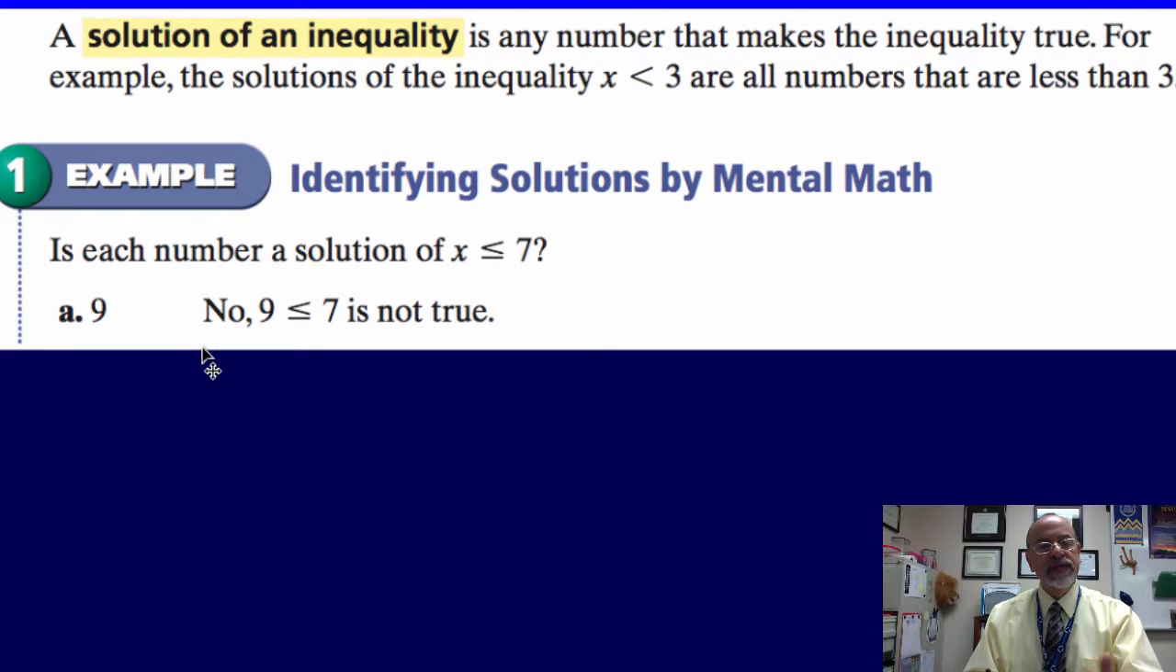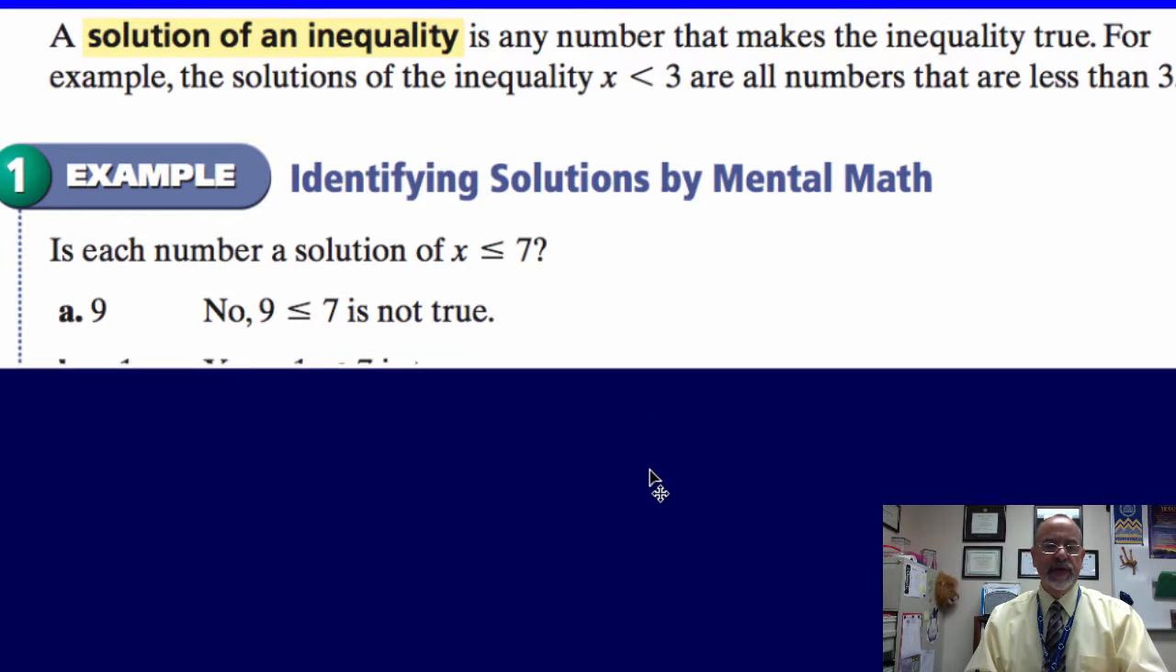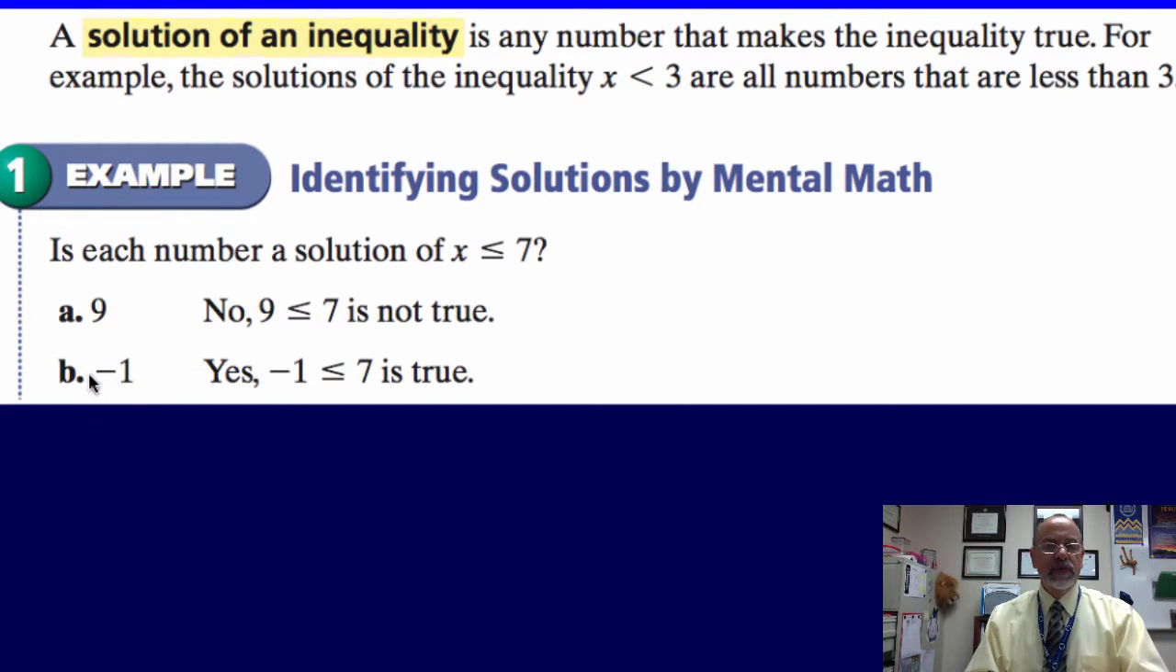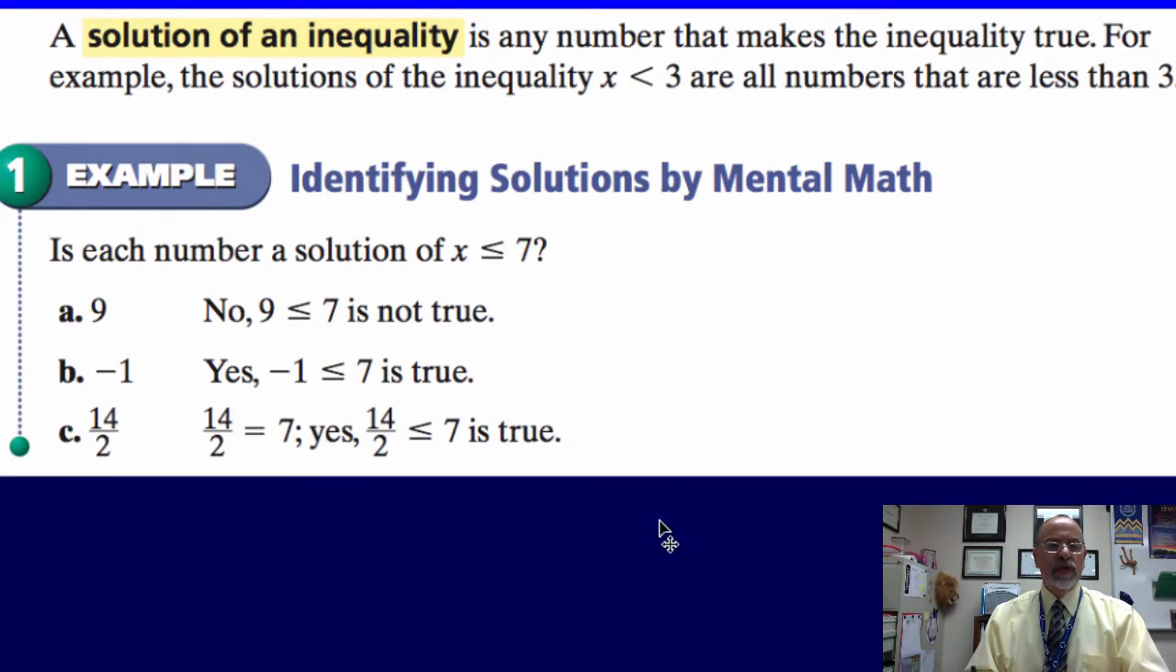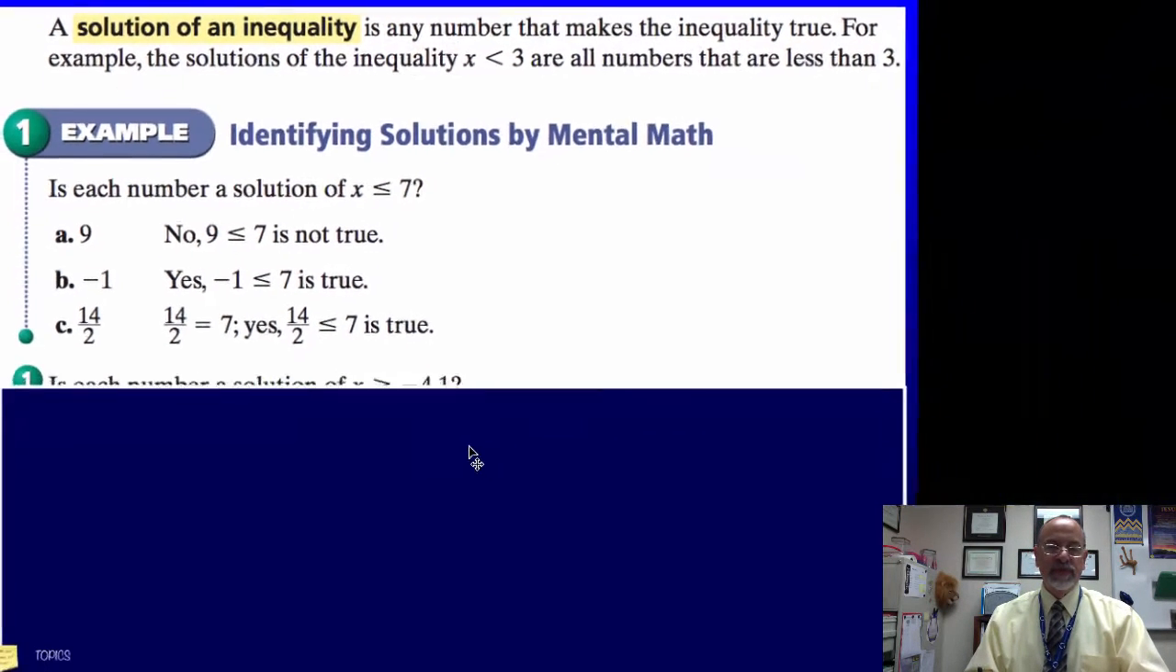So 9 is not a solution to this inequality, because when substituted into the original expression, it does not make it true. The number -1, when we put that in for the letter x, gives us the sentence -1 is less than or equal to 7. Is that true? Well, yes, -1 is less than or equal to 7. 14/2 is a fraction. We'd probably want to reduce that to 7, and then if we put 7 in, we would have 7 is less than or equal to 7, and that is also true, because while 7 is not less than 7, it is equal to 7.